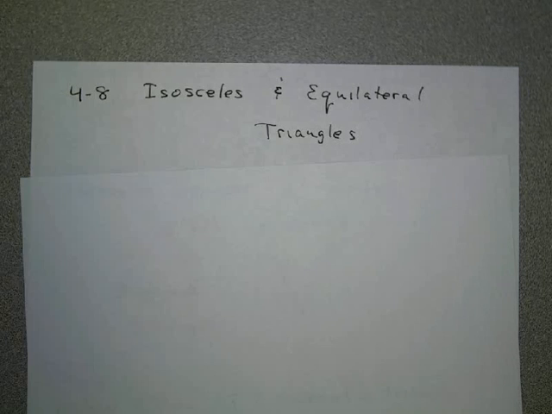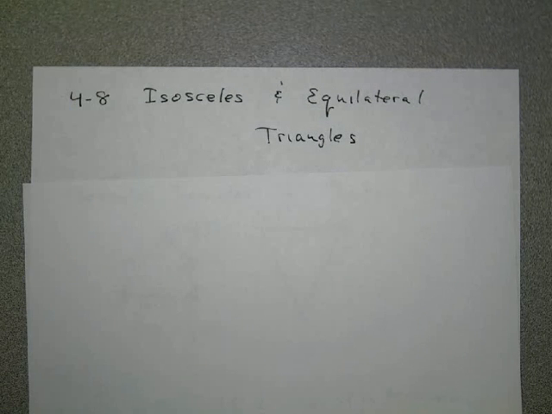Welcome to Klein's Geometry. Today we're going to talk about Lesson 4-8, Isosceles and Equilateral Triangles. Two different kinds of triangles. We've already discussed them. Let's look into them in a little more depth today.